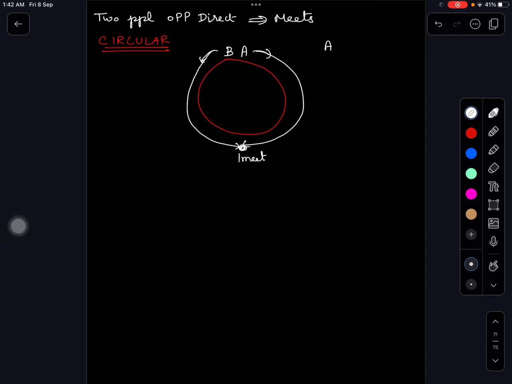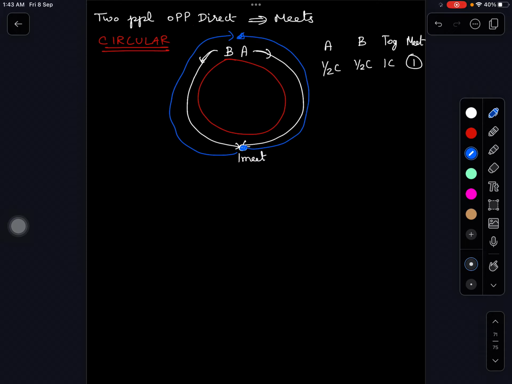So A has covered half the circumference, B has covered half the circumference, and together they have covered one circumference, and meet number 1 has happened. Now from here, A is traveling in clockwise direction, remember. So A will continue to travel in clockwise direction and B will continue to travel in anti-clockwise direction, and then they will meet here once again for their second time.